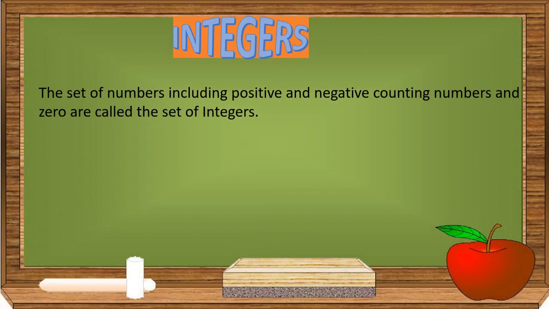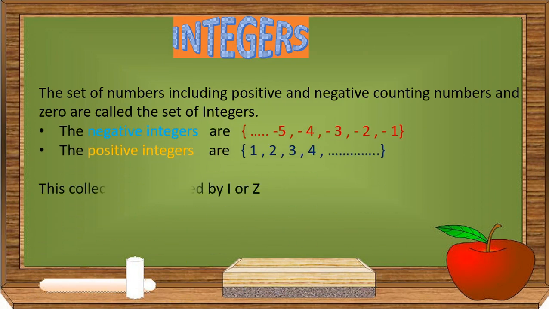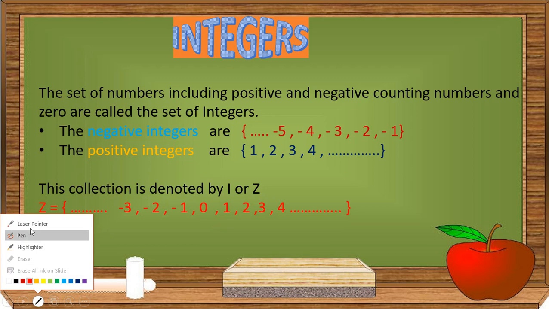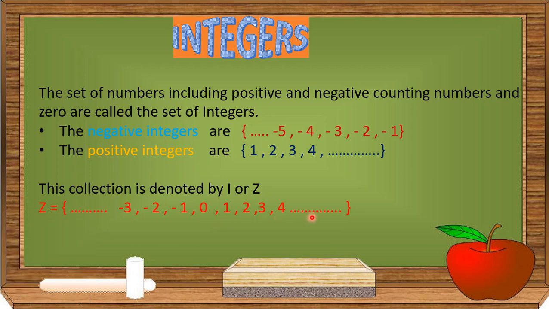As we know, the set of numbers including the positive and negative counting numbers and 0 is the collection of numbers which is integers. Negative integers are there and positive integers are there. When these two sets and 0 are included, the collection is known as integers, denoted by I or Z. This is the representation of the set of integers, Z equals.